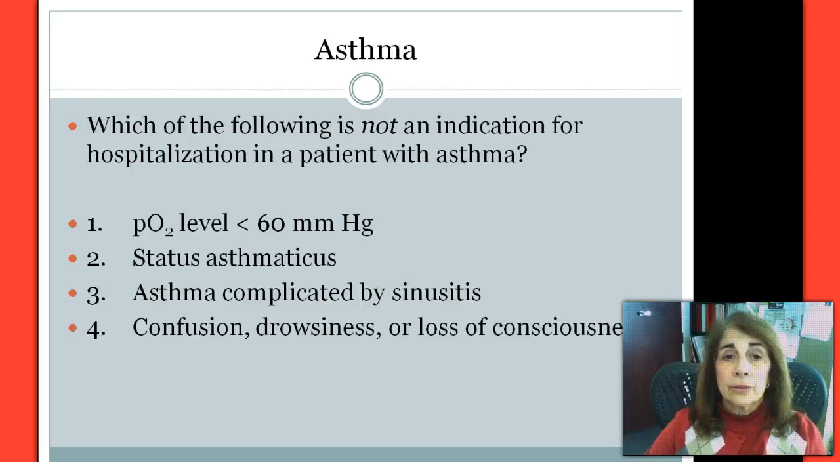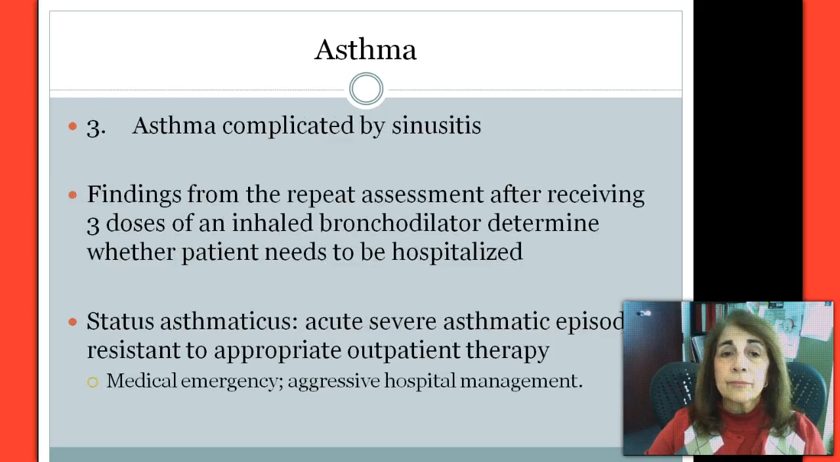Next question. Which of the following is not an indication for hospitalization in patients with asthma? Number 1, a PO2 level less than 60 millimeters of mercury. Number 2, status asthmaticus. Number 3, asthma complicated by sinusitis. Or 4, confusion, drowsiness, or loss of consciousness. The answer is number 3, asthma complicated by sinusitis.